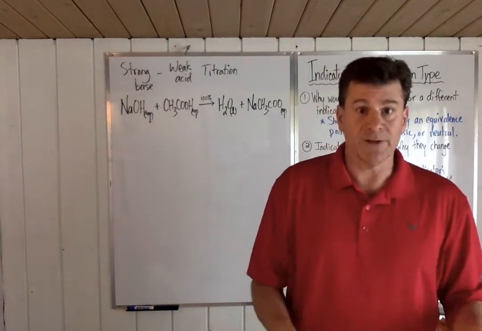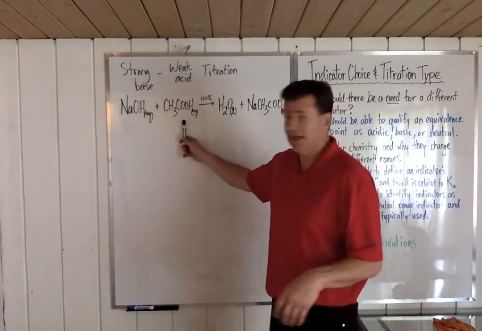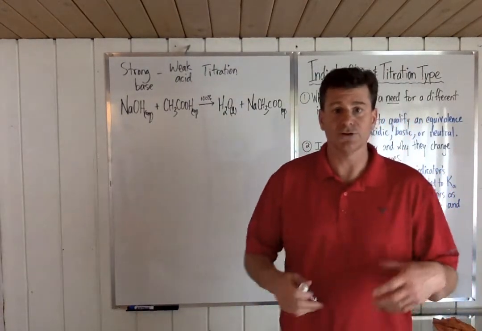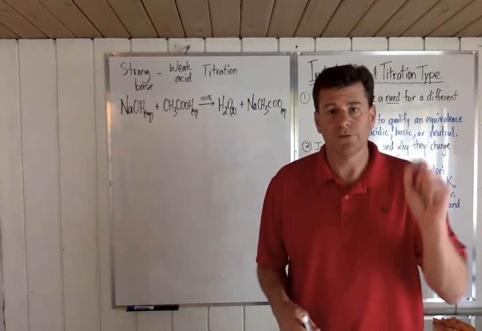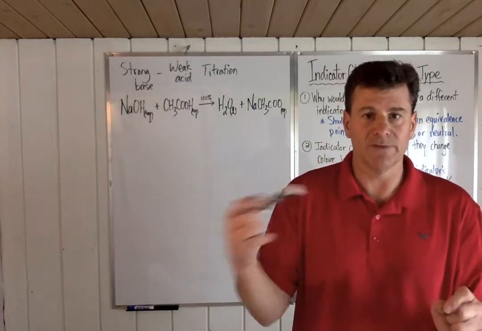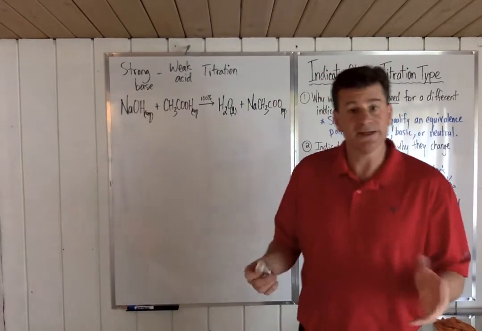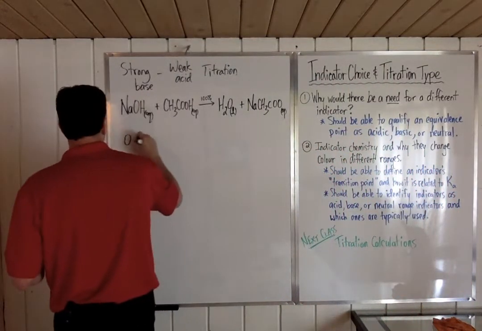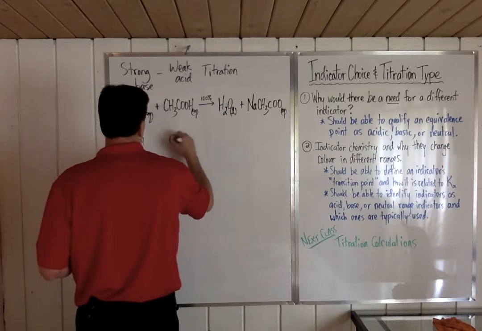From a titration perspective, whatever moles of this thing were originally in the solution when you first made the acetic acid solution, or whoever made it, those moles are going to be reacted by the moles of NaOH. Okay, so at equivalence, those two things again go down to 0 moles.